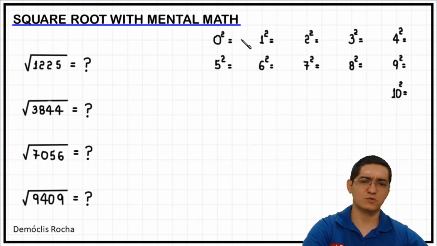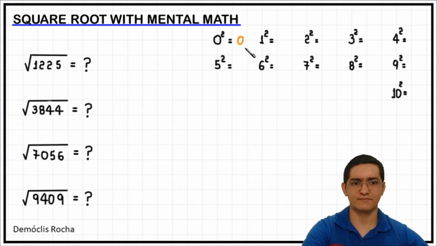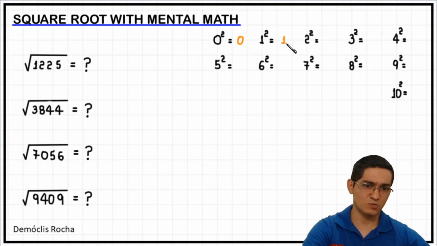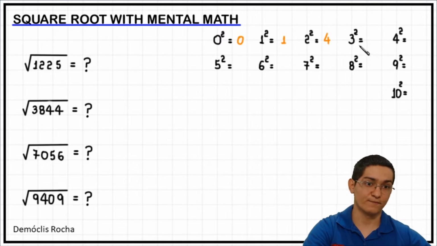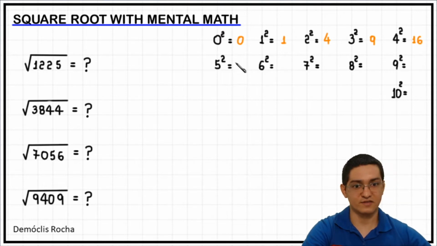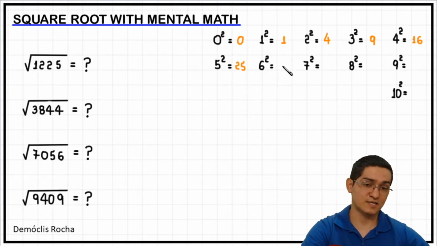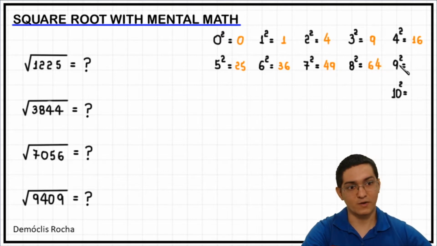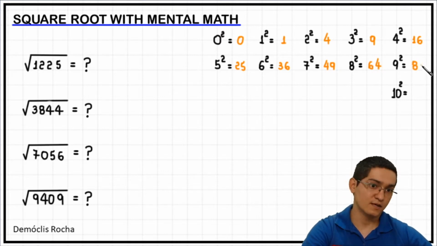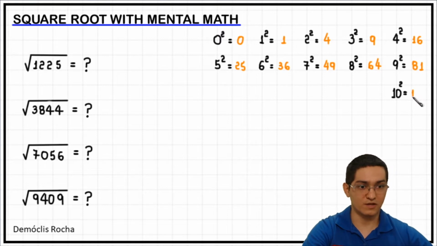For instance, you know that the square of 0 is 0 because it's 0 times 0. The square of 1 is 1 because it's 1 times 1. The square of 2 is 4 because 2 times 2 equals 4. And so on. The square of 3 is 9. The square of 4 is 16. The square of 5 is 25. The square of 6 is 36. The square of 7 is 49. The square of 8 is 64. The square of 9 is 81. And the square of 10 is 100.